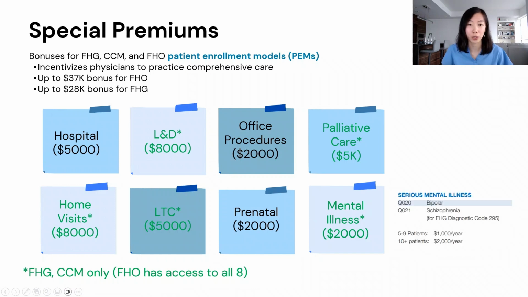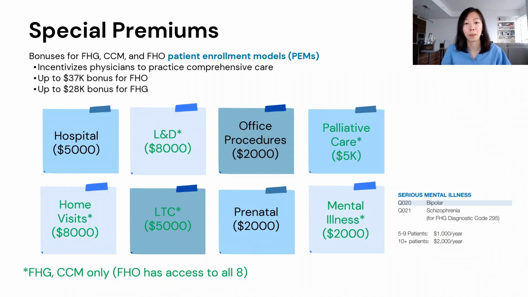Usually, you don't really need to bill anything extra to qualify for these bonuses, with the exception of mental illness. If you do see someone who has bipolar disorder or schizophrenia, anytime you see them, don't forget to bill this Q020 at least once, because this will tell the system to activate the bonus, which is about $1,000 a year for 5 to 9 patients seen, and about $2,000 a year for 10 and plus patients seen.